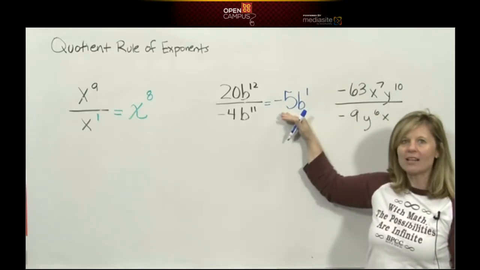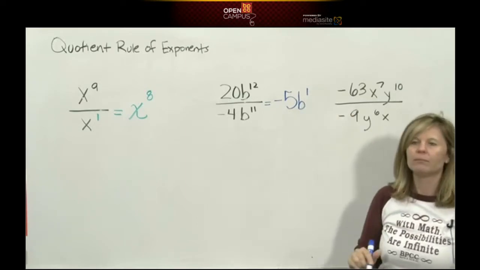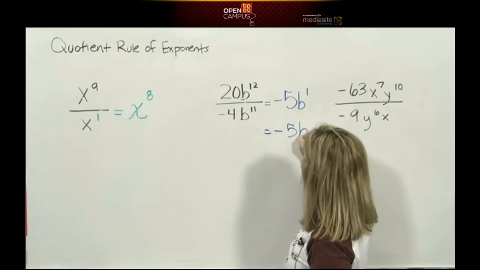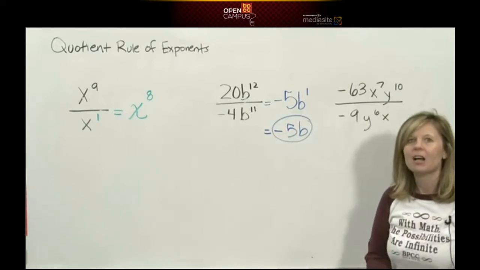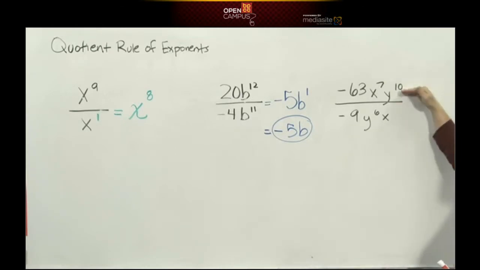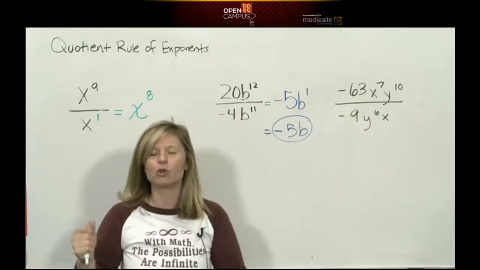Now, when we write our answer when we divide, do we need to write the exponent of 1? No, we do not. So in an algebra book, this answer would just be written as negative 5b. All right, let's try one more. Our last division of monomials. Remember, it's a monomial because it's connected by multiplication.